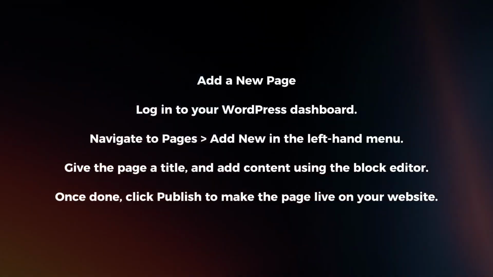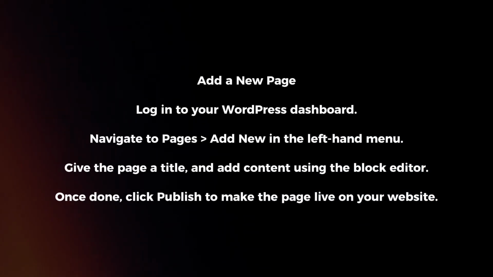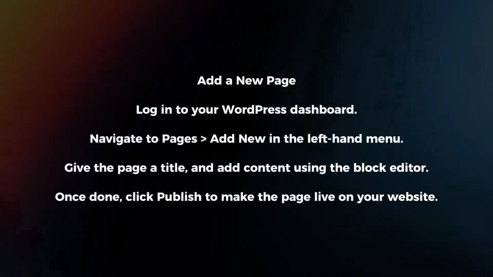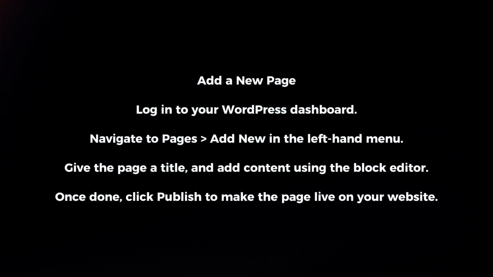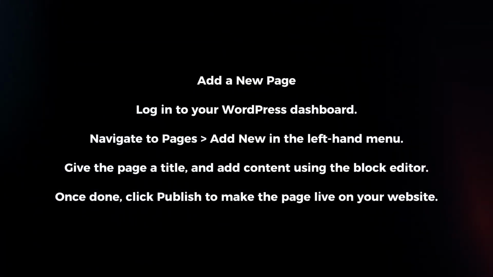Add a new page. Log into your WordPress dashboard. Navigate to Pages, Add New in the left-hand menu. Give the page a title, and add content using the block editor. Once done, click Publish to make the page live on your website.